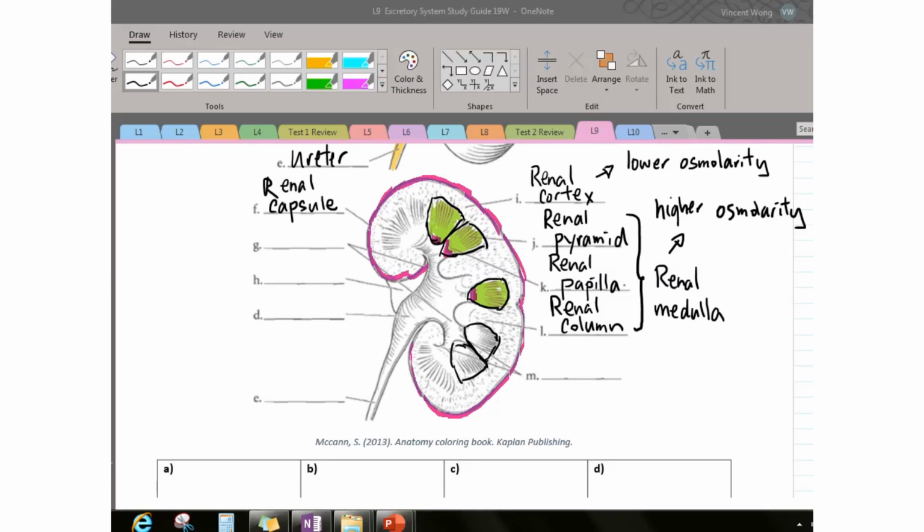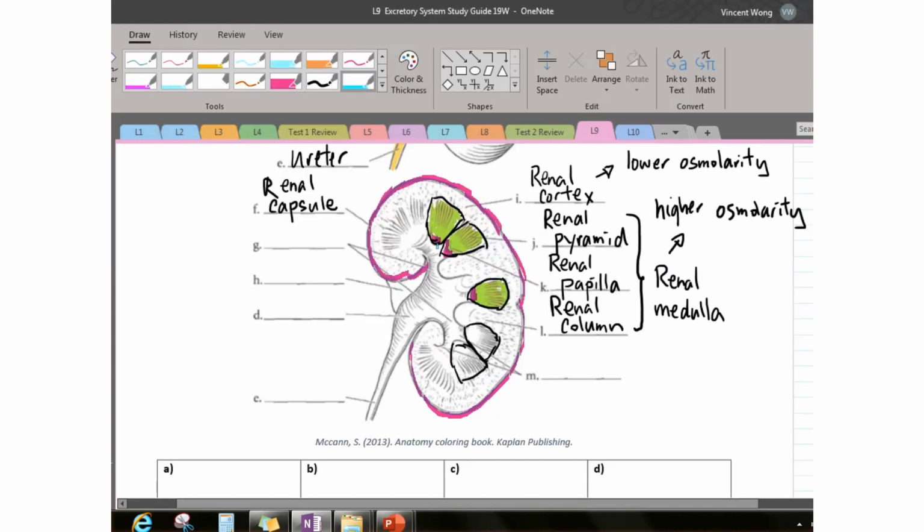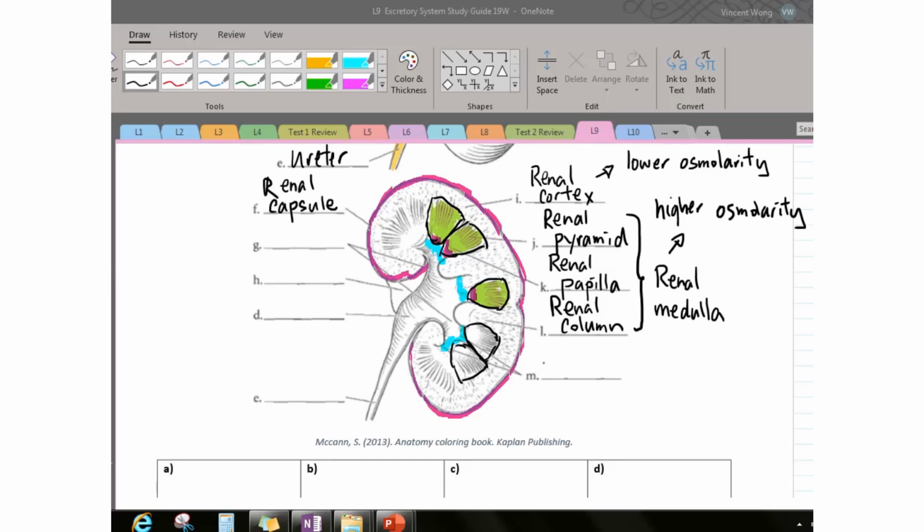Okay, so the urine is going to be produced from the renal pyramid, like I said, and it's going to drip towards the papilla, and from there, it is going to go into these chambers, these cavities, immediately outside of the renal pyramid. Okay, and that space that's immediately outside of the papilla, we call that the minor calyx. Okay, that's what M is.